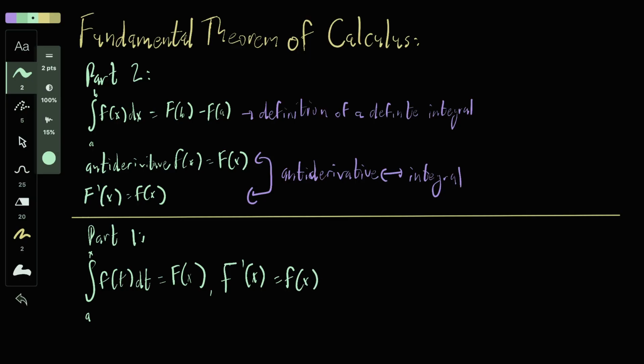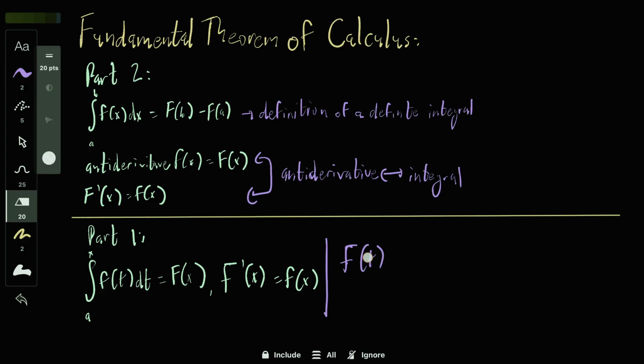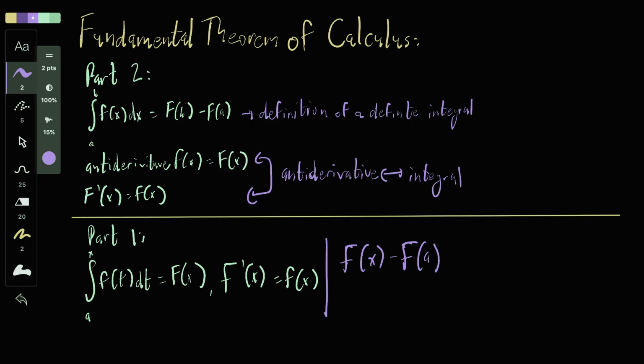Now, this actually makes a lot of sense since capital F of t is the antiderivative of f of t, and if we take that, then t gets replaced with x because of part 2 of the fundamental theorem of calculus, and that's why I explained part 2 before part 1, and then we have F of x minus capital F of a.